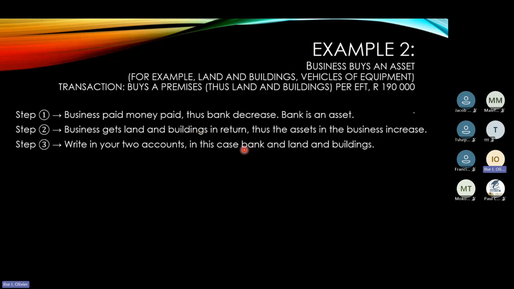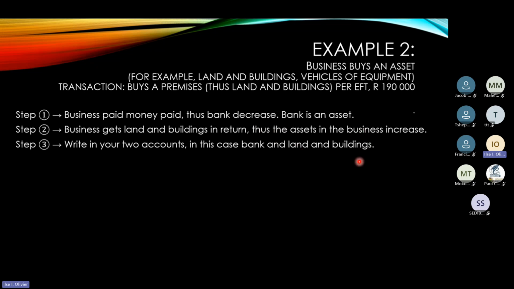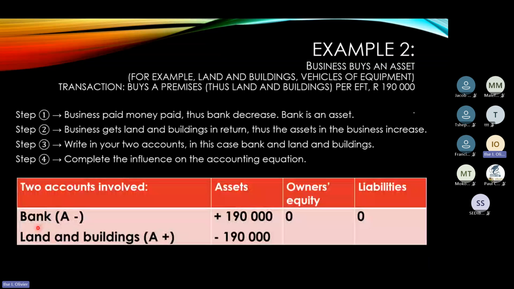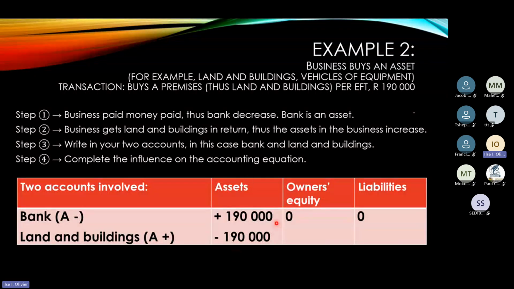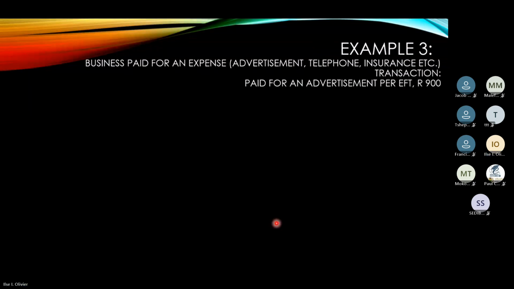You write your 2 accounts down, bank, next to it you write assets, land and buildings, next you write assets. Now what will happen? Bank decreases, land and buildings is an asset that increases in the business, and then you complete the influence. So bank is assets that decrease. Land and buildings is assets that increase. So your assets is plus and minus 190,000 Rand.